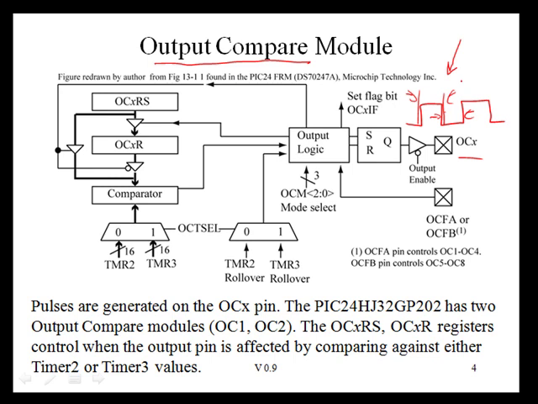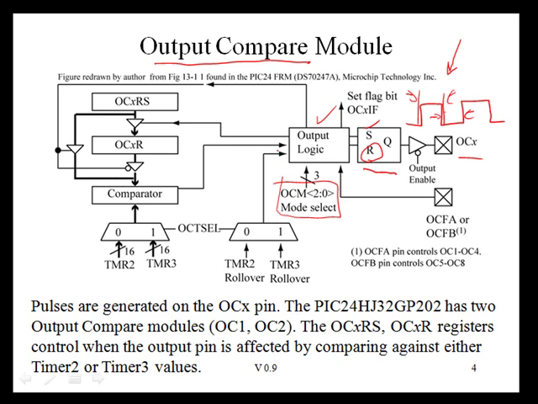Note that the basic element driving this output is a set reset flip-flop. When the pin is to be set high, the set input will be asserted. When the pin is to be set low, the R input, the reset input, will be asserted. This output logic is going to determine when and how these set and reset pins are going to be asserted, and it's going to be based upon two things. One is a mode select that determines what mode we're operating in. Is it going to be a continuous pulse? Is it going to be one-shot pulses, etc.?